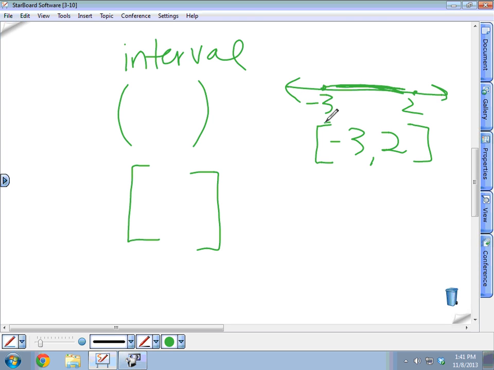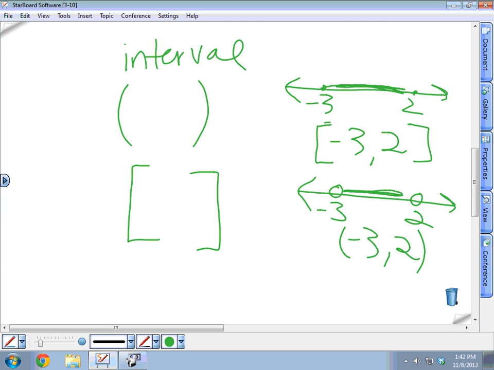So if it's closed, you use brackets. If you have this, guys, with the closed circle, then it's negative 3, 2. That's your interval in here. If it's including these, then you use the brackets. If it's not including them, you use parentheses.